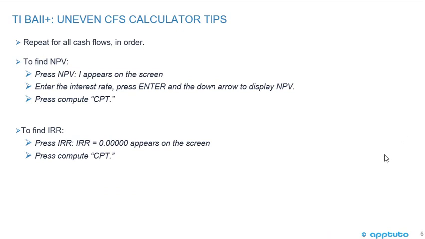And then to find the NPV, as I said, you press NPV, I appears on the screen, you enter the interest rate, you press enter, then arrow down to display the NPV, and then you press compute, okay? And then to find the IRR, you just press the IRR key, 000 is going to appear on the screen, and you're going to press compute.